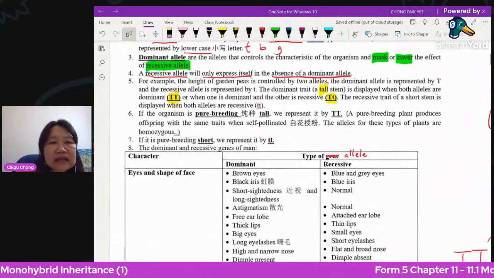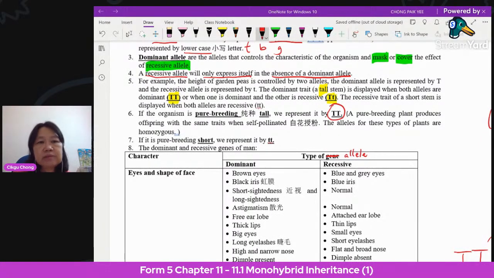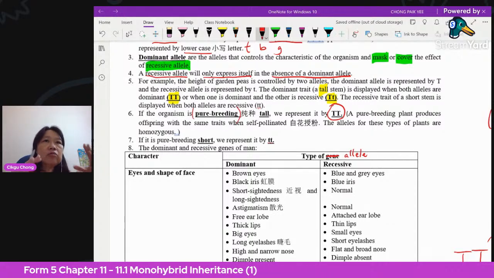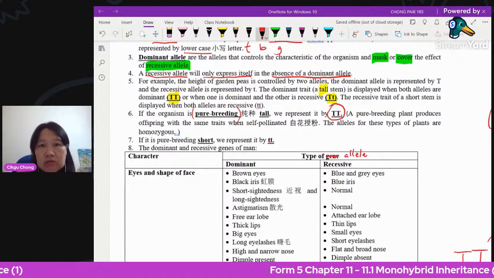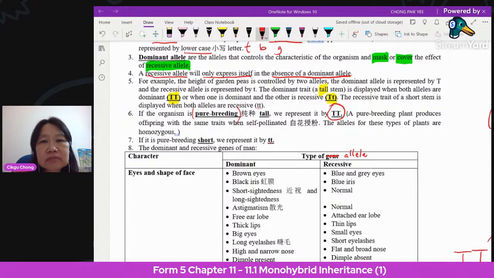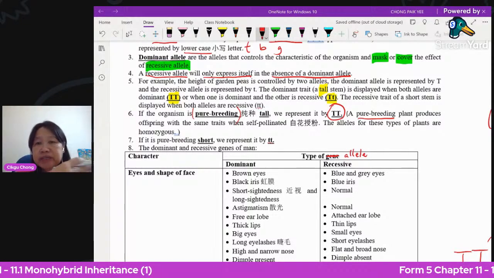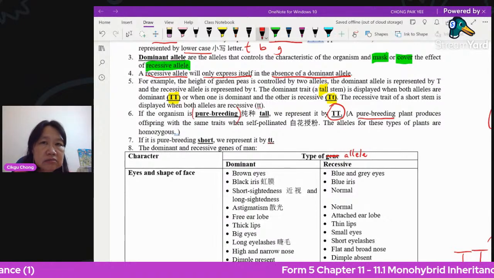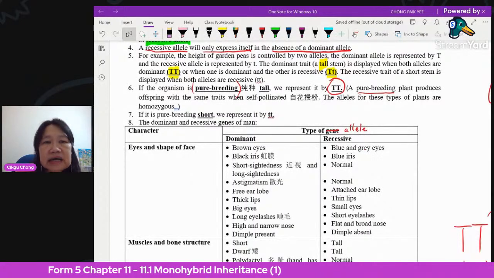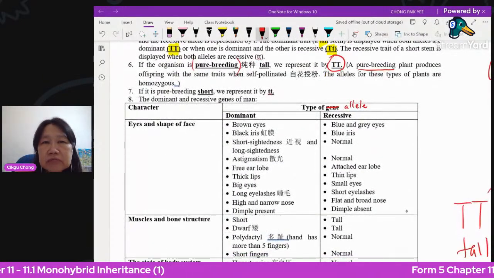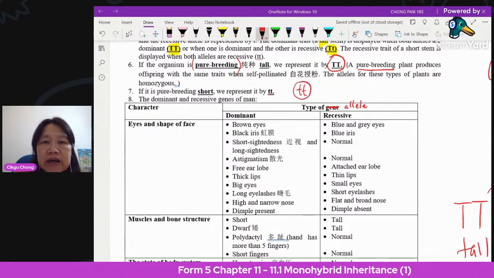Now let's go back to here. If an organism is pure breeding tall, it has only tall genes. Pure breeding means it only contains one type of gene, either tall or short. So if it's pure breeding tall, that means it must be capital T, capital T. A pure breeding plant will be able to produce offspring with the same traits when self-pollinated. I'll explain this further when we talk about the crossing. I'll talk about the pure breeding definition later. If it's small letter t, it is also considered pure breeding because both are the same type.